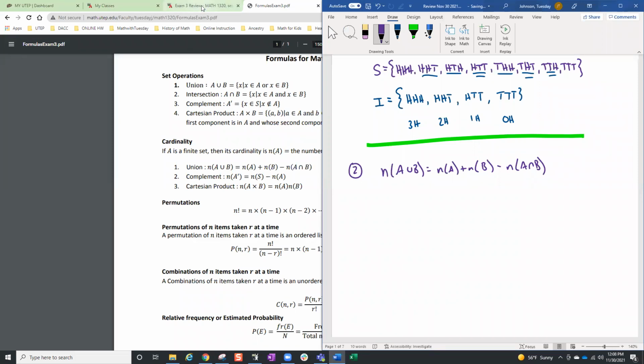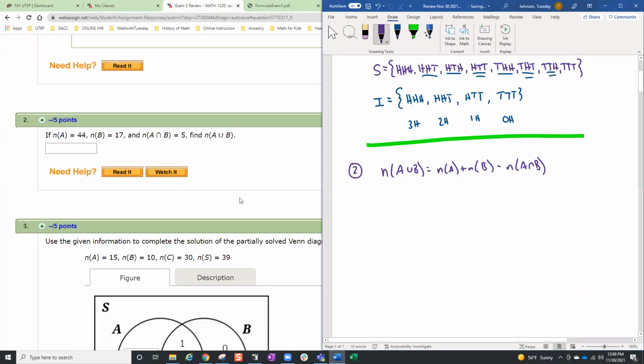So we go back to our problem, all right, once we find that formula, we substitute what we know. We know the number in A is 44. The number in B is 17. The number in the intersection is 5. And this becomes a simple arithmetic problem. It looks like we're going to get, okay, so I do 17 minus 5 first. I buck the trends. 12 and 44 makes 56.